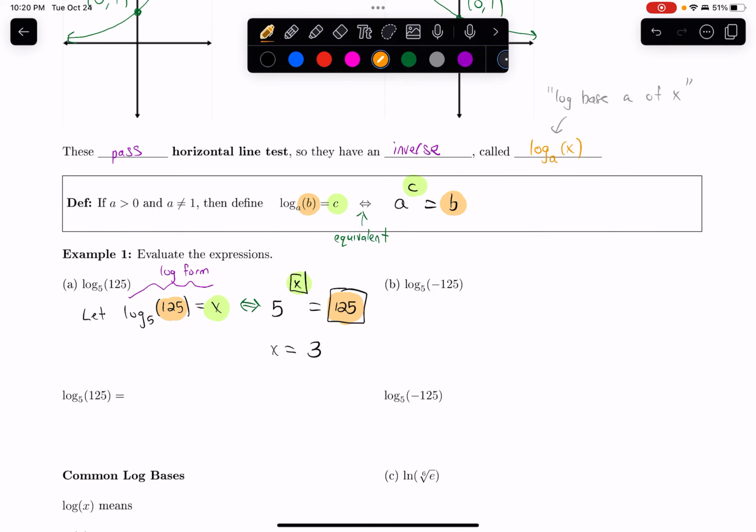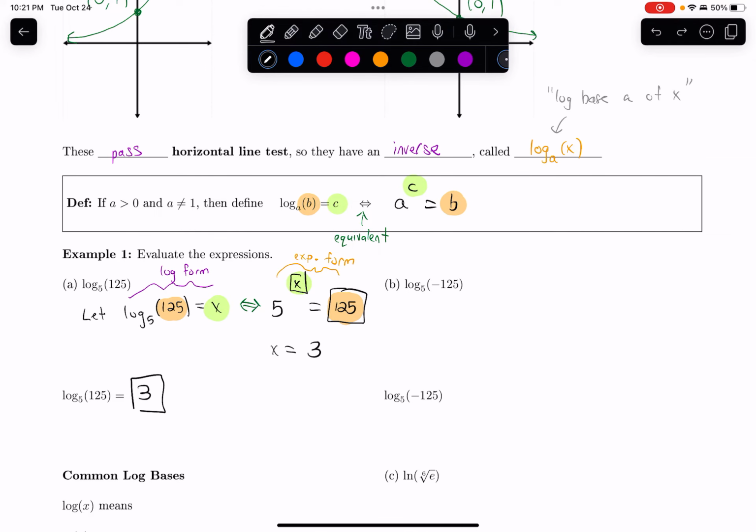Let me also mention that we have switched from log form to exponential form. We started off by saying let this log be x, and now we've worked out what x is. That means log base 5 of 125 is just 3. When we work out what log expressions equal, what we're really finding is the exponent that makes it work. Let's do another example.